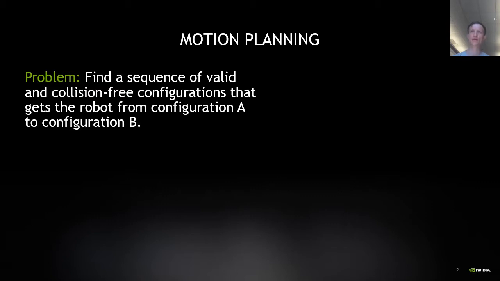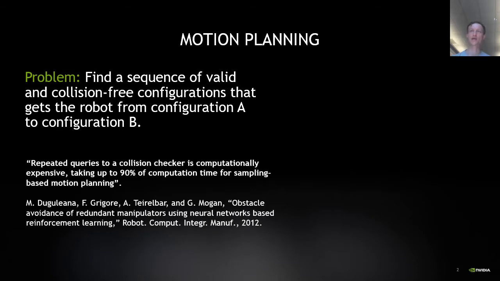Determining whether each configuration in the scene is collision-free can be quite a computationally expensive process, with some estimates suggesting it can take up to 90% of the total planning time. Thus, there is significant motivation for fast and precise collision checking capabilities.